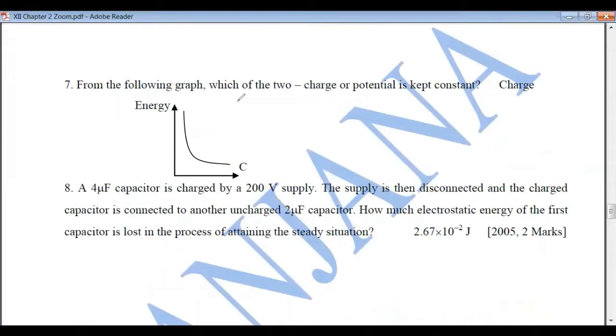Now the next question, question number 7 is from the following graph, which of the two, charge or potential, is kept constant? Here the graph is inversely proportional. We know that energy is given by Q square upon 2C. The graph is plotted between energy and capacitance, and it is a curved line, inversely proportional. So we see that U is inversely proportional to the capacitance. So what remains constant? The charge is kept constant.